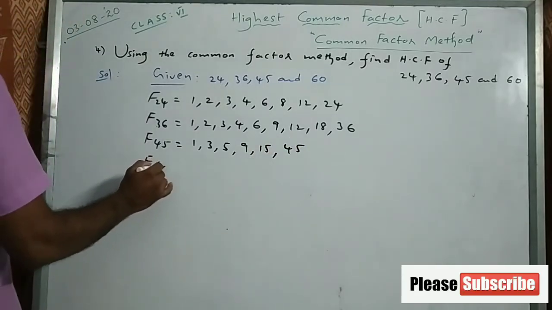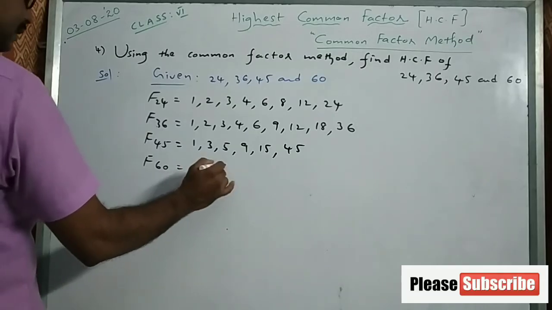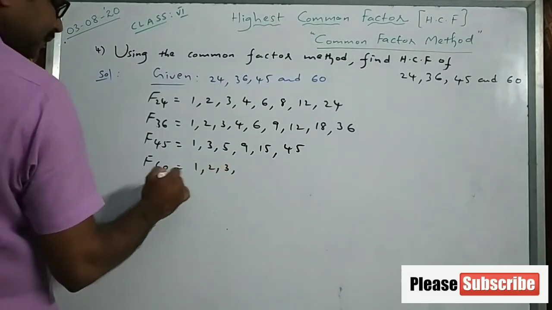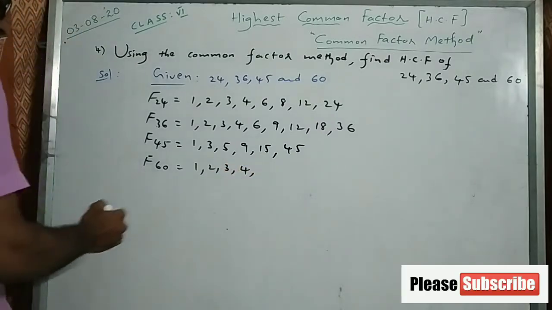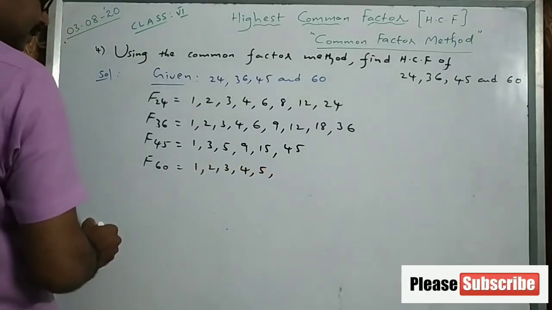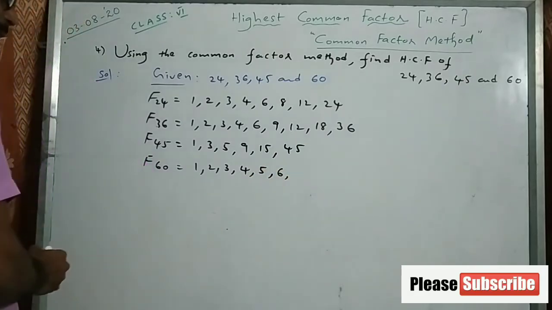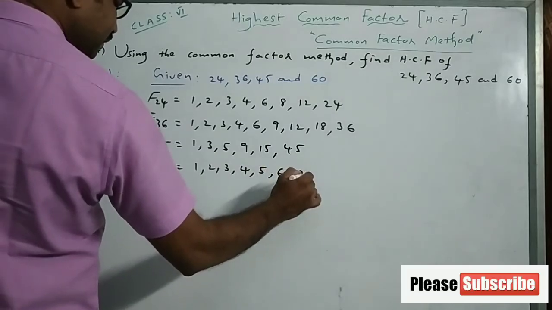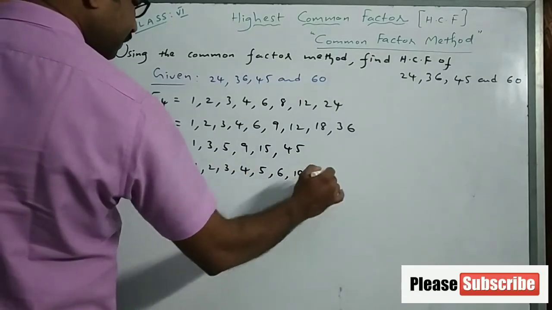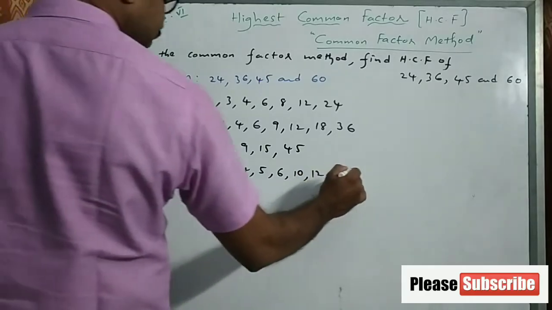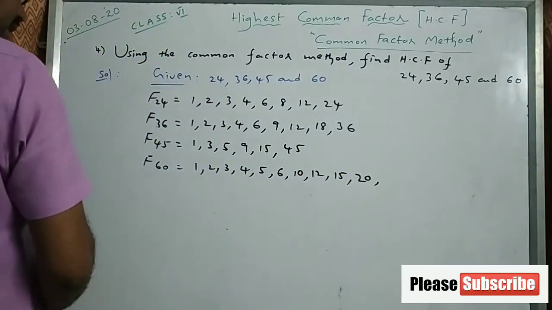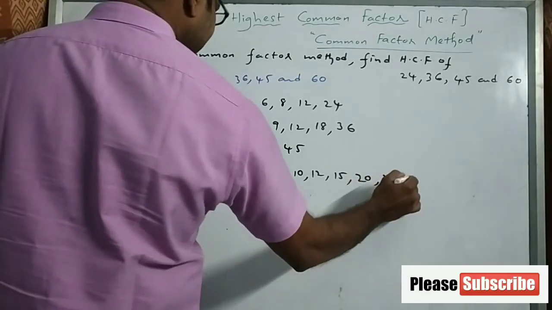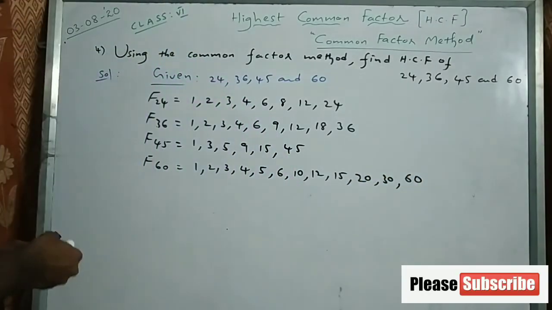Next, factors of 60. 1 will go, 2 30s and 3 20s, right? 4 15s, 5 12s, 6 10s, right? Write all the factors, right? 10 6s are, 12 5s are, 15 4s are, 20 3s are 60, 30 2s are 60 and 60 1s are 60. Write all the factors of given numbers and now trace out the common factors among all the factors.